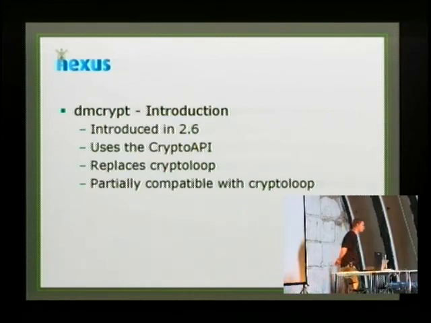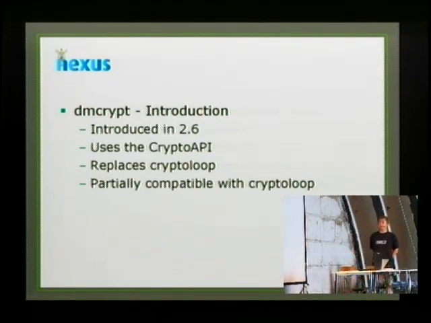So let's have a look at dm-crypt because it's a bit trickier. It was introduced in the 2.5 or 2.6 series kernel. It uses the crypto API, as do recent versions of CryptoLoop as well. It's intended to be a replacement for CryptoLoop. As I said before, there have been different versions of CryptoLoop. The Loop-AES author has a lot to say about the security of CryptoLoop, and dm-crypt is partially compatible with CryptoLoop.